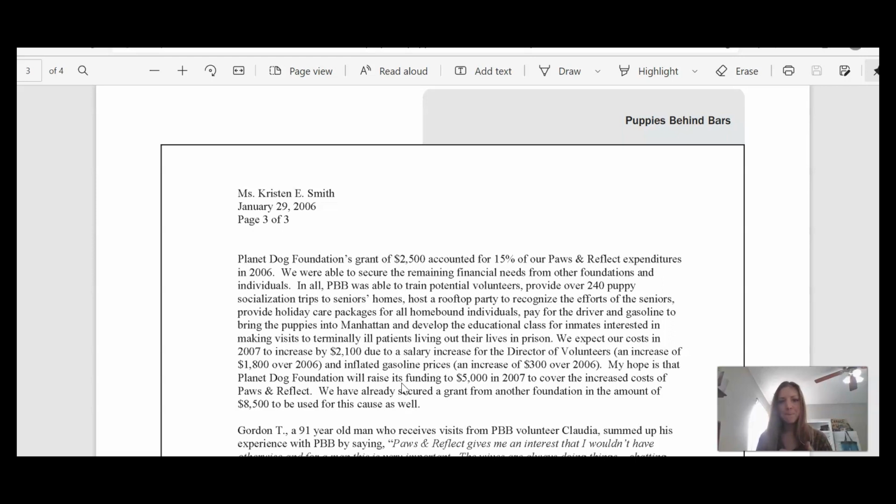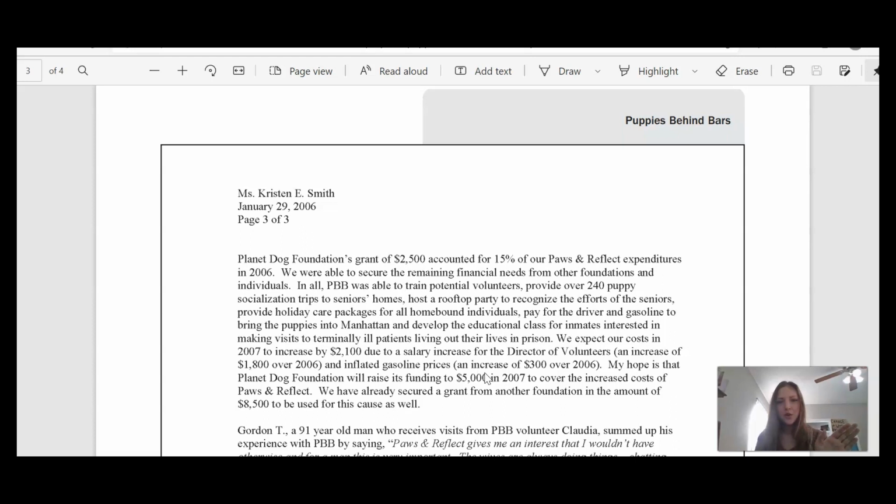But the other thing here is, they talk about how they were able to successfully use that money before. So with that money, we were able to do X, Y, and Z. We were able to secure the remaining financial needs from other foundations. And then with your money, we were able to train more volunteers, provide over 240 puppy trips to seniors' homes, et cetera, et cetera. Then they talk about how they hope this grant will be a larger grant. So, previously the foundation gave them $2,500. Now they're asking for $5,000. And I think that since they were going to increase their ask, it was really smart to talk immediately before that about how they used the previous money and what an impact it made.